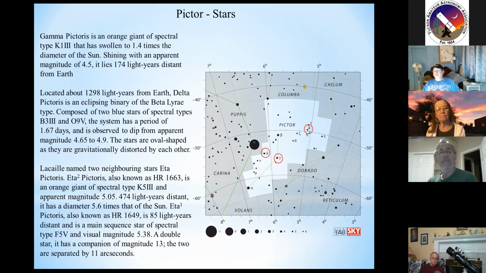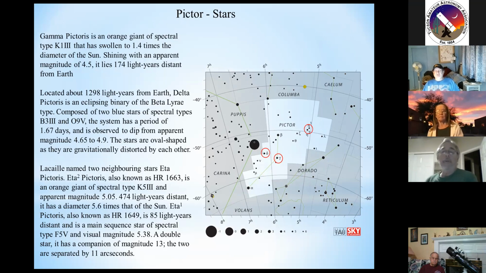There's Gamma Pictor, which is down in the bottom circle there. It's an orange giant, spectral type K. It's about 1.4 times the diameter of the sun, has an apparent magnitude of 4.5, and lies 174 light years away. And then Delta Pictor is an eclipsing binary. It's about 1,300 light years from Earth, and it's composed of 2 blue stars, spectral types B3 and O9.